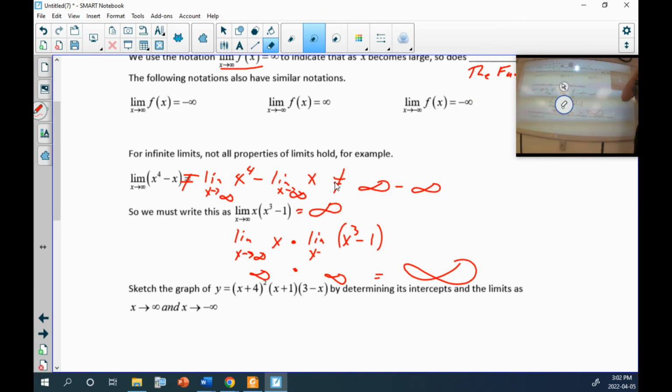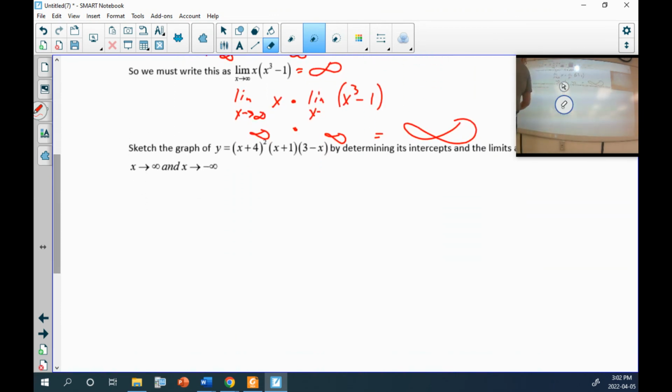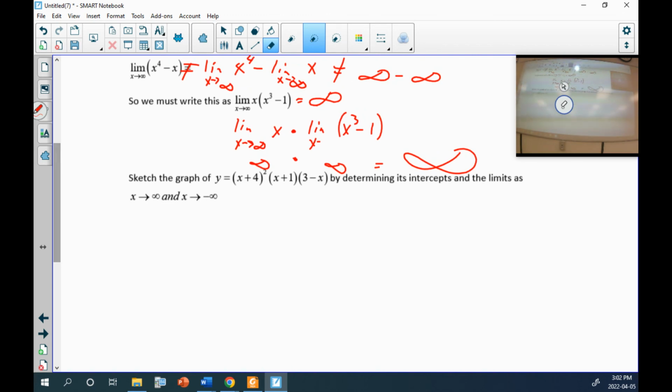That's why we don't tend to do this with a rational. We would tend to do it with what we were doing before, the limit as x approaches infinity, and divide out by the x squareds. So here we have a polynomial. What are the x intercepts of this function? -1. -4. And that one would be 3.